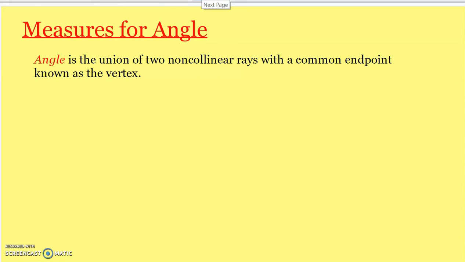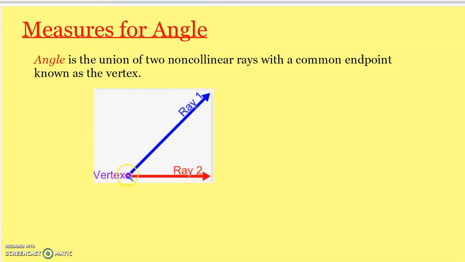The next one is measures for angle. So let's first define what angle is. So sabi dyan, angle is the union of two non-collinear rays with a common endpoint known as the vertex. So para mas maintindihan natin, let's have the figure. Okay, there you have it. So isang ray blue, the other ray red. As you can see, they both start from the same point and we call that as vertex.